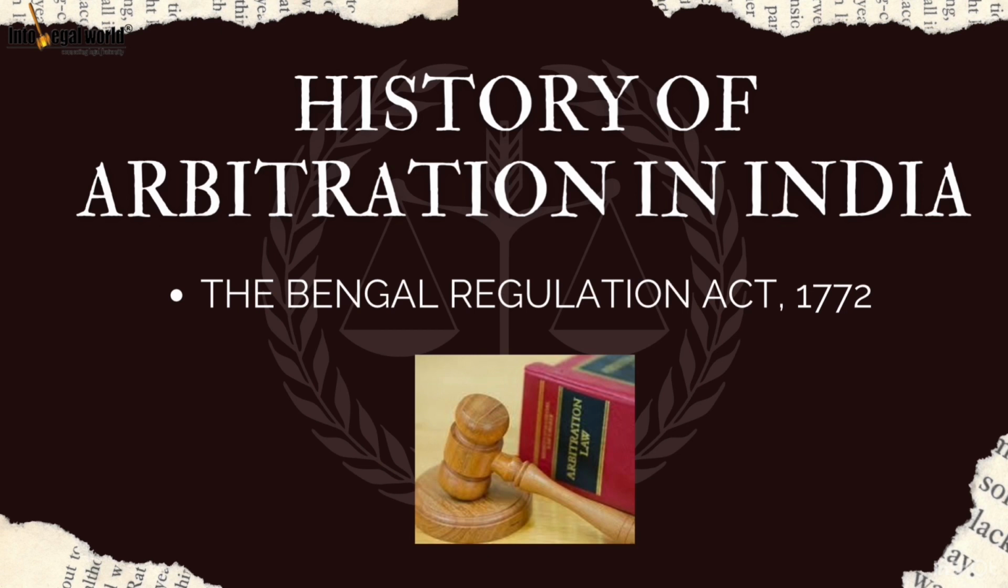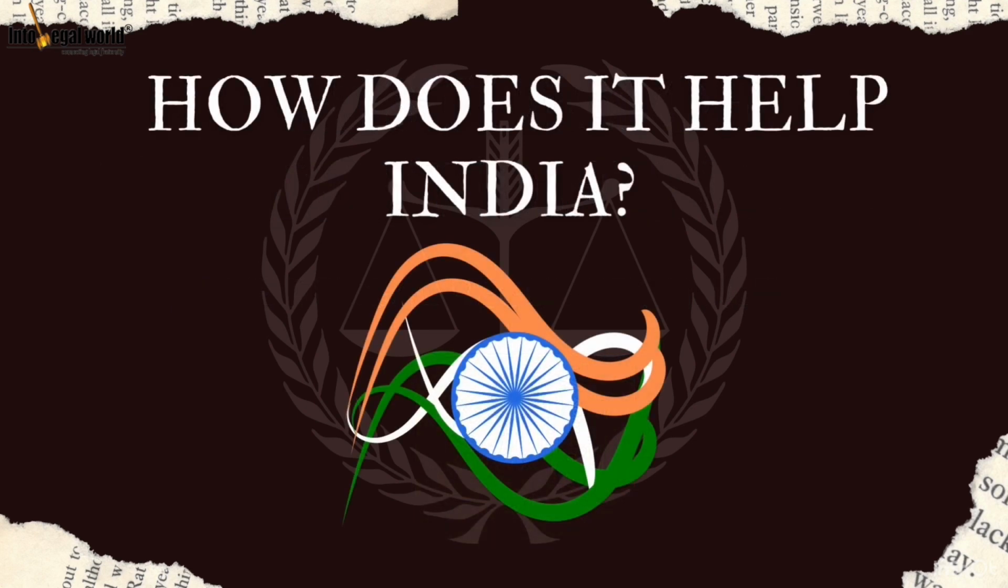Next is the Bengal Regulation Act 1772. It provided a legal framework for the resolution of disputes through arbitration. It recognized arbitration as a means to settle commercial disputes, particularly those related to trade and commerce. The Act also allowed parties to refer their disputes to arbitration voluntarily, and the decisions of arbitrators were binding.